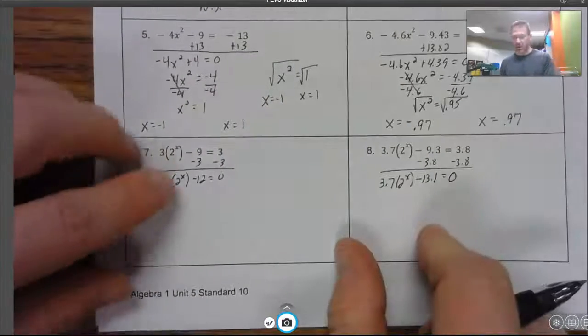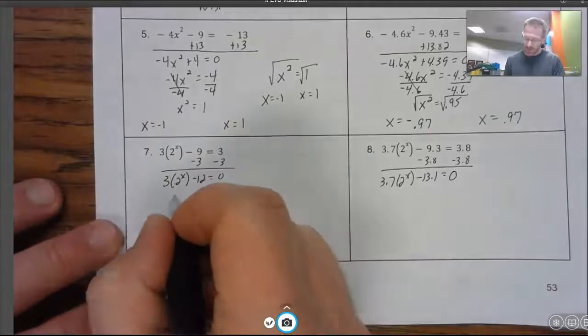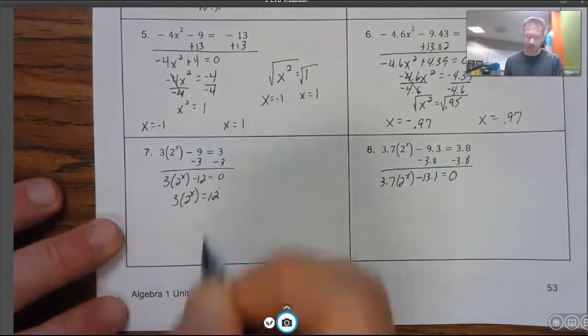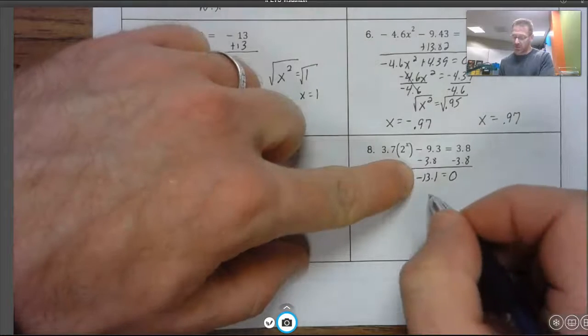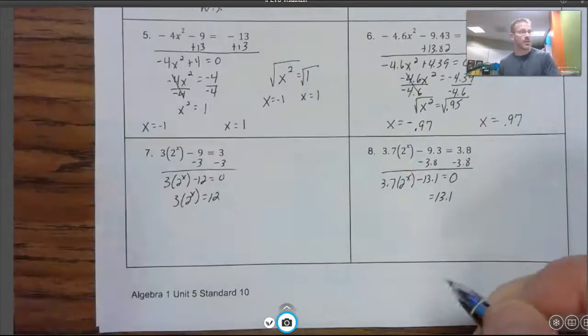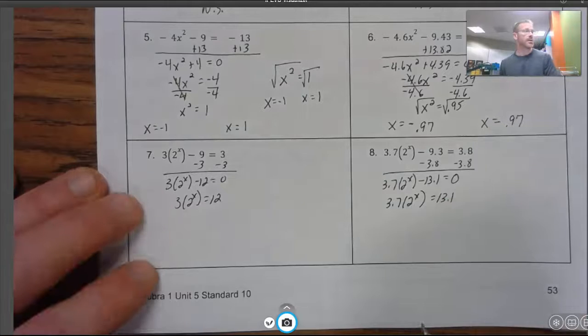Now we're into that 0 property, right? What minus 12 is 0? That would be positive 12. So 3 times 2 to the x is 12. Okay, what minus 13.1 is 0? That would be positive 13.1. All right, so 3.7 times 2 to the x is 13.1.